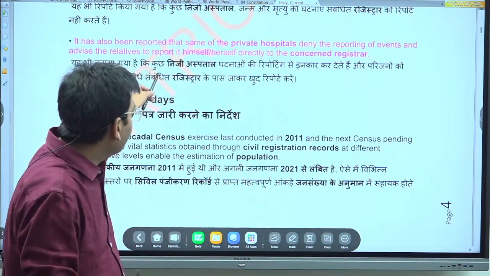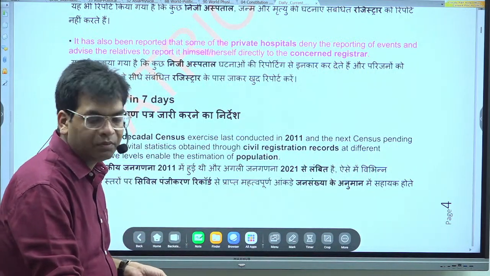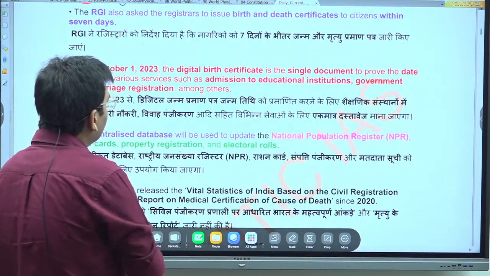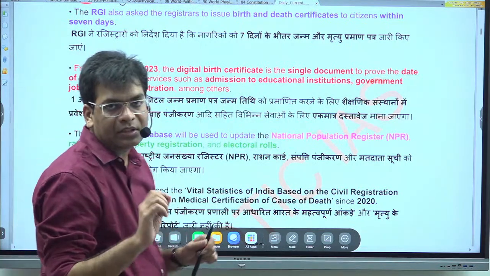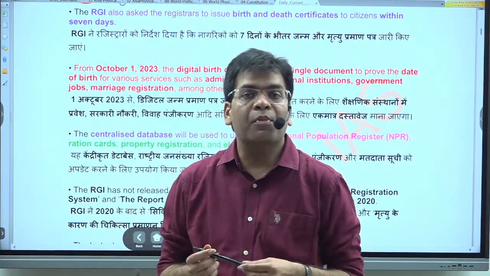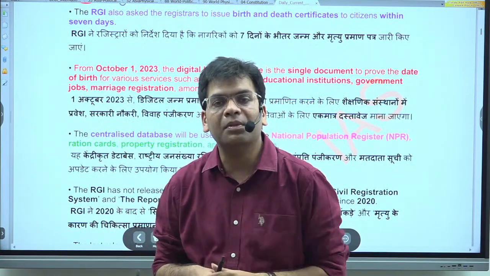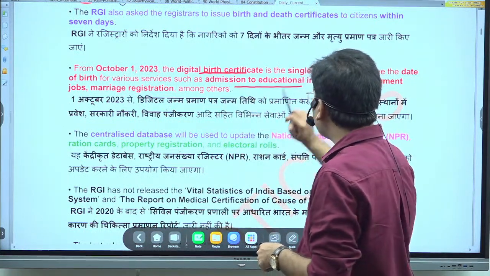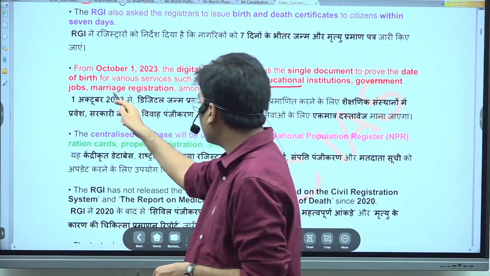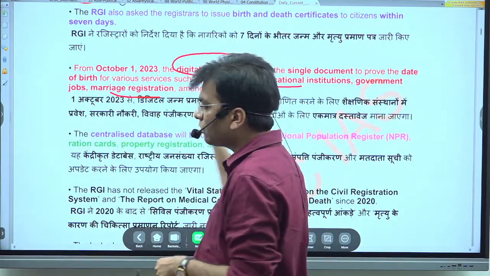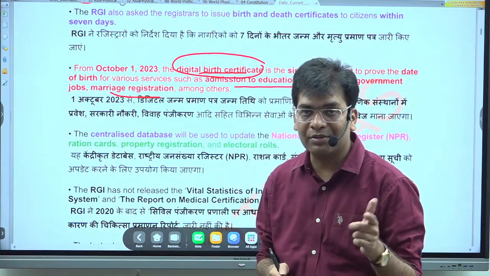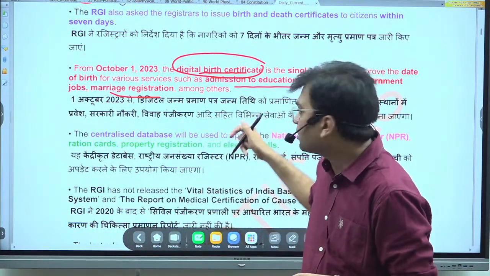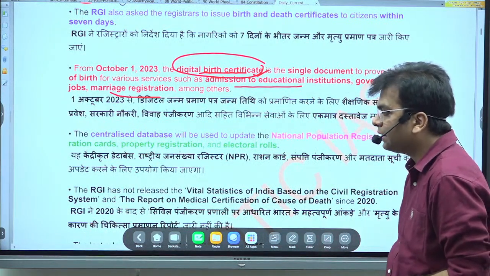This has been mentioned, that many of the private hospitals have not registered within the time limit. Here you will see that from October 2023, the digital birth certificate is the single document that you can use as a birth certificate. Previously it was the 10th certificate that we were using, but now it is the birth certificate that you can use for admission into educational institutions, government jobs, marriage registration, everywhere. So please remember this if you want to register anywhere. The birth certificate given by the hospital is very handy, so please use it.